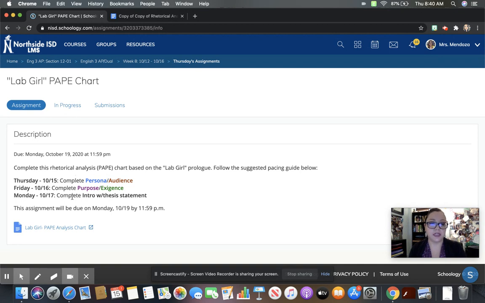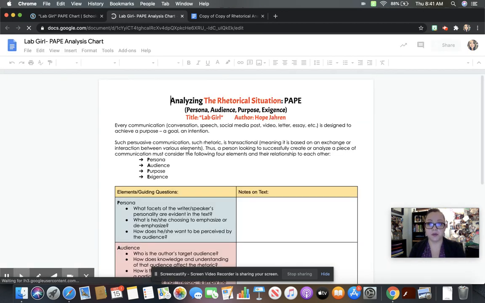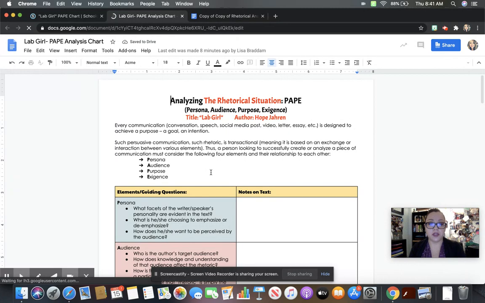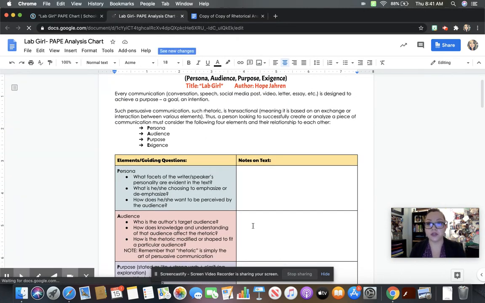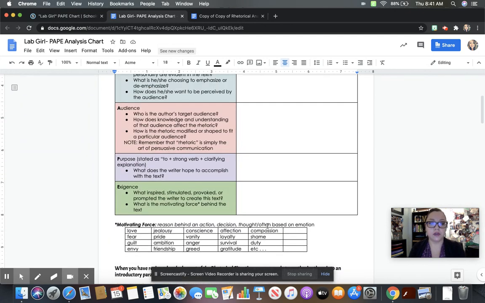And I want you to follow this pacing guide. So today would be persona and audience, tomorrow would be purpose and exigence, and then Monday you would finish up the introduction with the thesis statement. So if you open this up, it should look familiar to you because we've done it before. And every single one of you that has had a conference with me, you know exactly where you need to improve in terms of these different boxes. And those of you that didn't have conferences with me, you have specific comments on these assignments. So everybody should know where they stand coming into this, right? You know exactly where you need to improve. So this is the same.